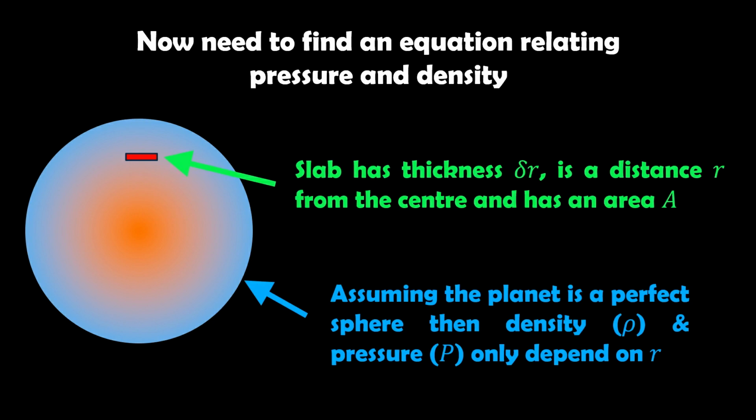Now we need to find an equation which relates the pressure and the density. So we've got this slab which has a thickness of delta R. It's at some distance R from the center, and it has an area A. Some things we're going to assume is that the planet is a perfect sphere. If that's the case, then the density and the pressure only depend on R.